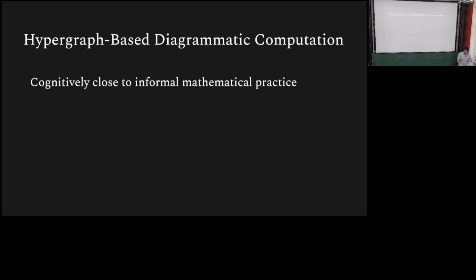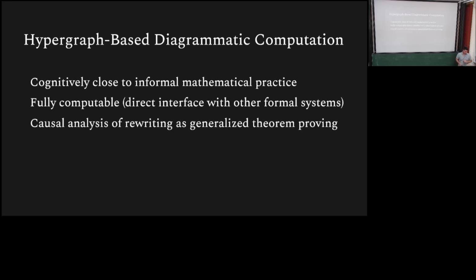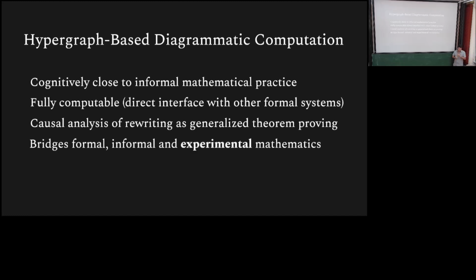So there are a few advantages of this. First is that it's cognitively close to informal mathematical practice. We're really trying to get as close as possible to just writing things and the computer knowing what to do. It is fully computable, so it has a direct interface with other formal systems. These are just more or less standard hypergraph encodings. We have a formula for generalized theorem proving just by looking at the causal properties of abstract rewrite systems, which might be more efficient for some things, might be less for others, but at least it's a different approach, or at least a different flavor. And most importantly for me, it bridges formal, informal, and experimental mathematics.